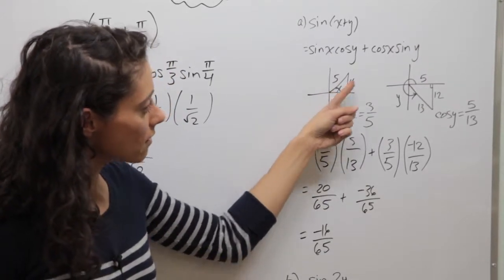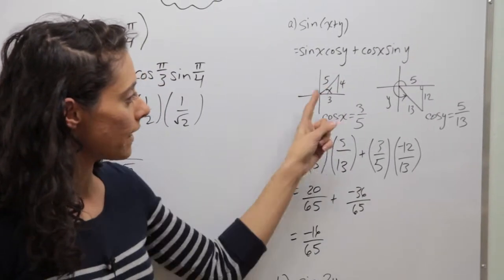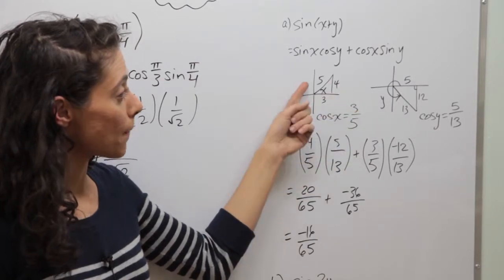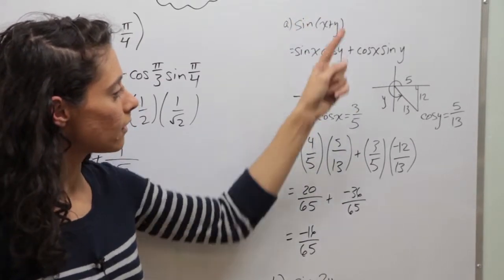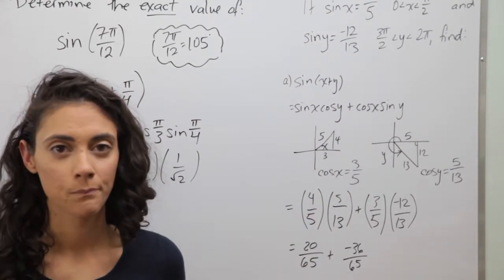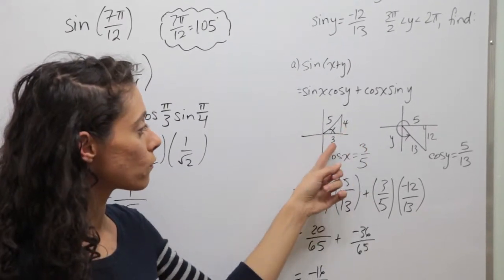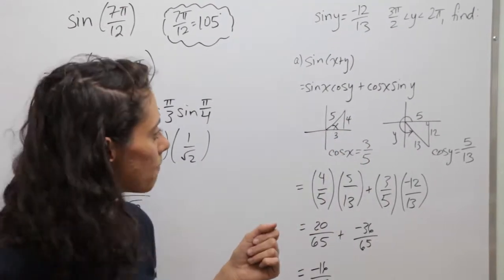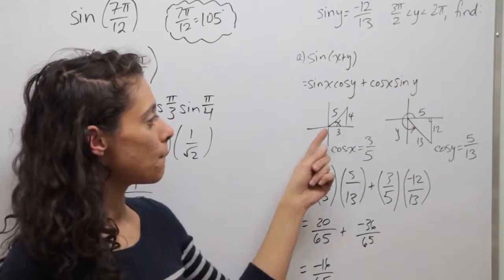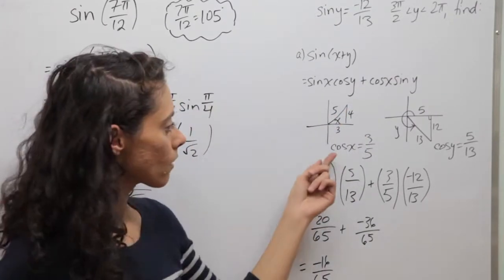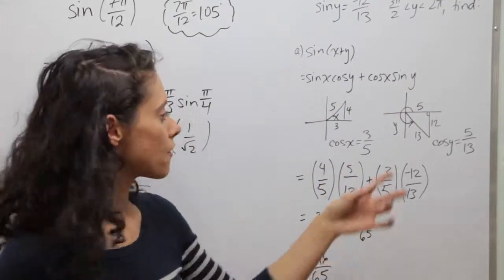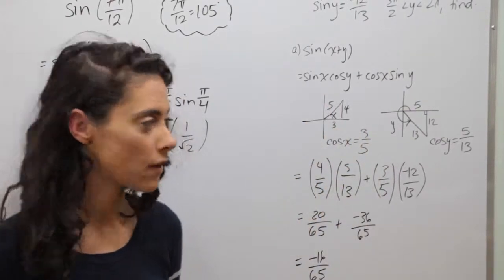Here's my angle x in the first quadrant, as you were told. It has opposite 4 and hypotenuse 5, so 4 over 5. By the Pythagorean theorem, 5 squared minus 4 squared, we get 3 as the missing side, the adjacent side. Because I'm in the first quadrant, cosine of that angle is positive 3 over 5. It's the all quadrant, everything's positive.